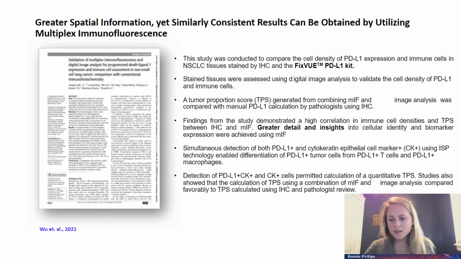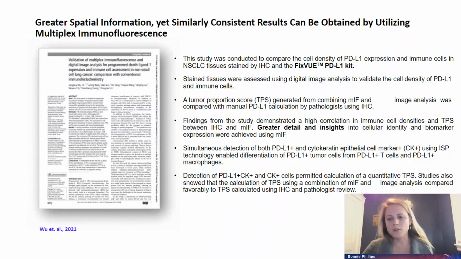So with that, I just want to start off with this first paper that really shows that with the multiplex immunofluorescent assay, it really allows for a greater amount of spatial information because we're getting all of this data on a single tissue section. So here we have an example of the greater insights that can be gleaned from multiplex immunofluorescence. And here the authors had actually compared the assay directly to a standard IHC. In this case, we're talking about DABs.